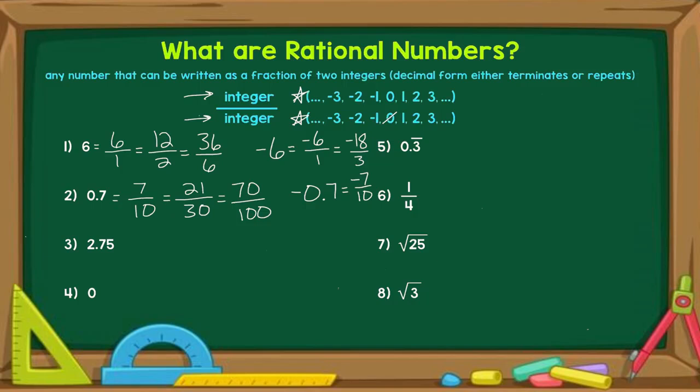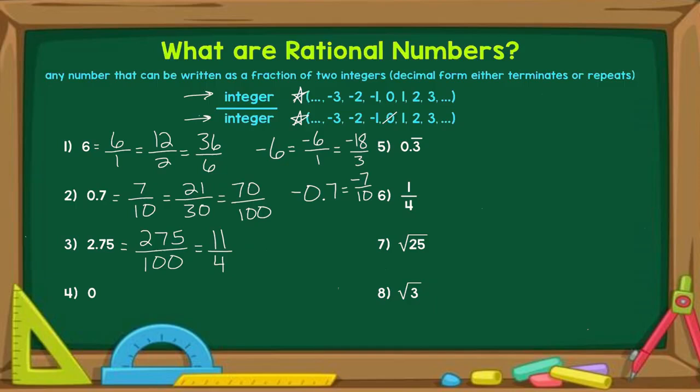Let's move on to number 3, where we have 2.75. Similar to number 2, we have a terminating decimal. So right away we can tell that this is rational. But how do we write this as a fraction of two integers? Well, we can write this as 275 over 100. Or we can even use the simplified version of that fraction, 11 over 4. So both of those are examples of 2.75 written as a fraction of two integers.